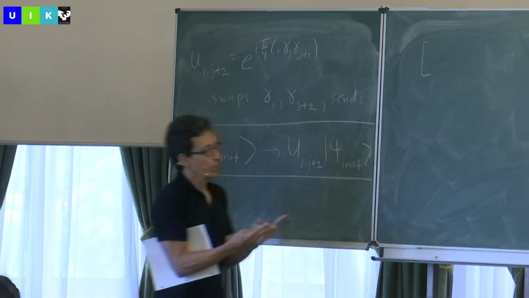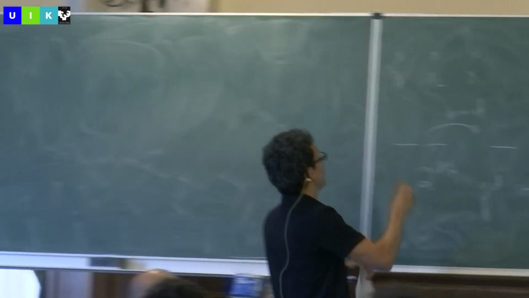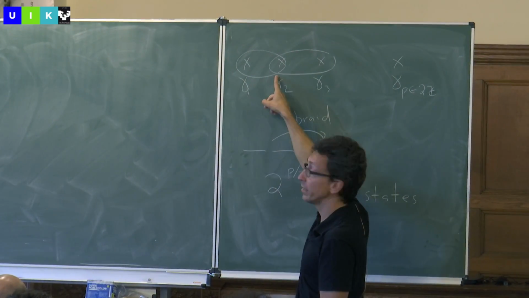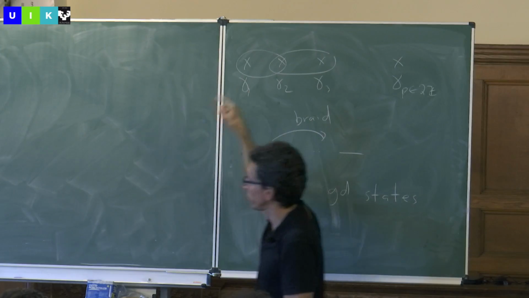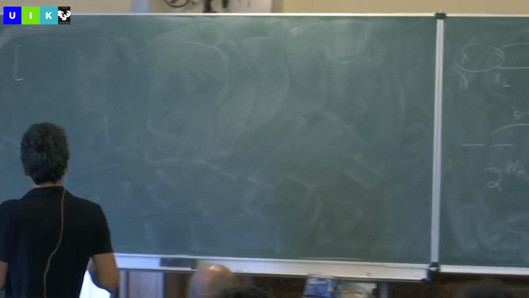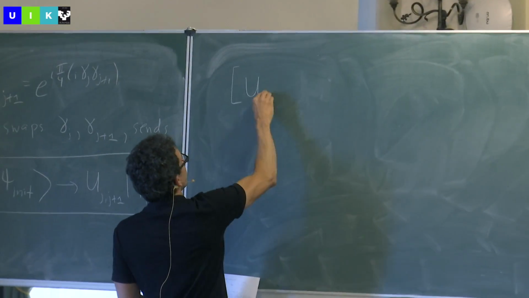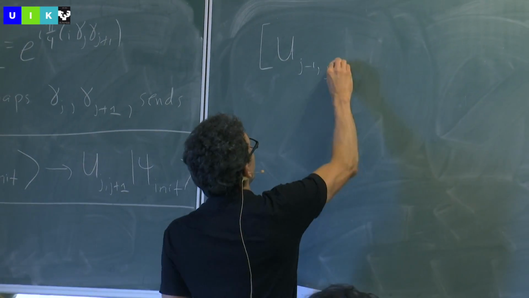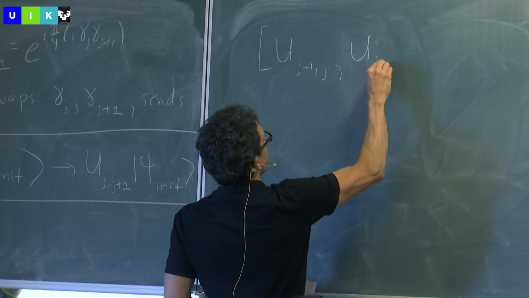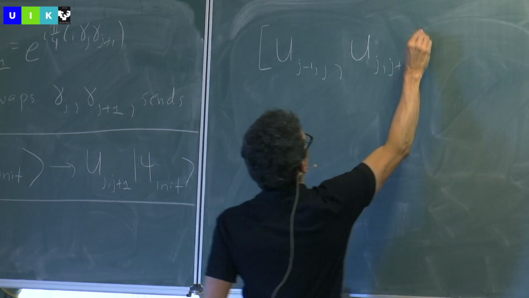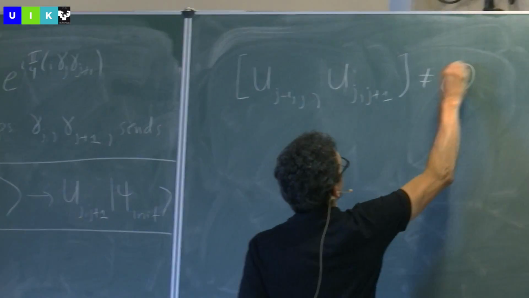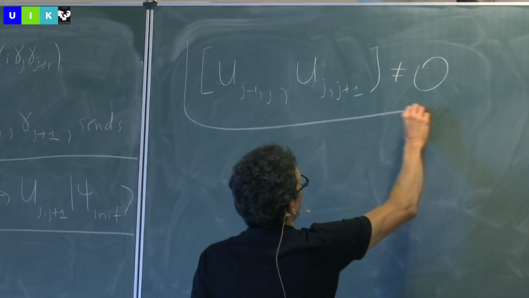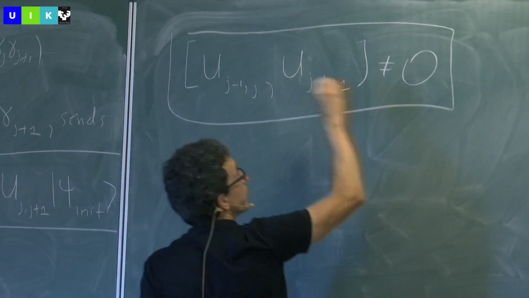sorry, it's a little bit tricky to describe. So, an operator that, let's say, swaps these two versus these two, those have one Majorana in common, and as a result of that, they will not commute. Okay, so if you look at U_{j-1,j} commuted with U_{j,j+1}, that's non-zero. And because of this, the braiding is inherently non-abelian.